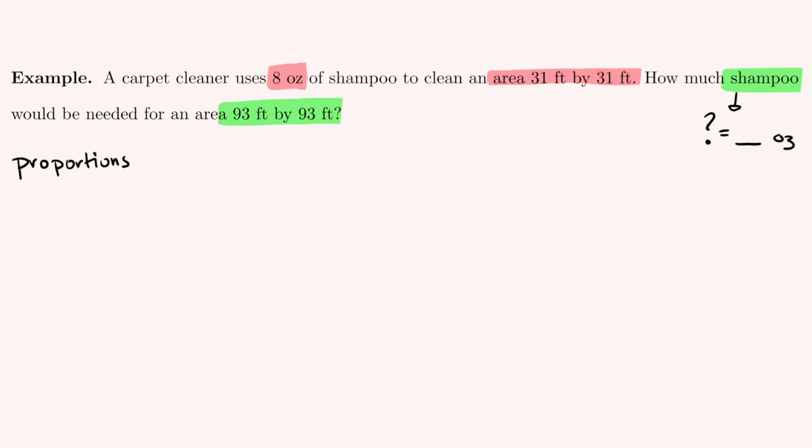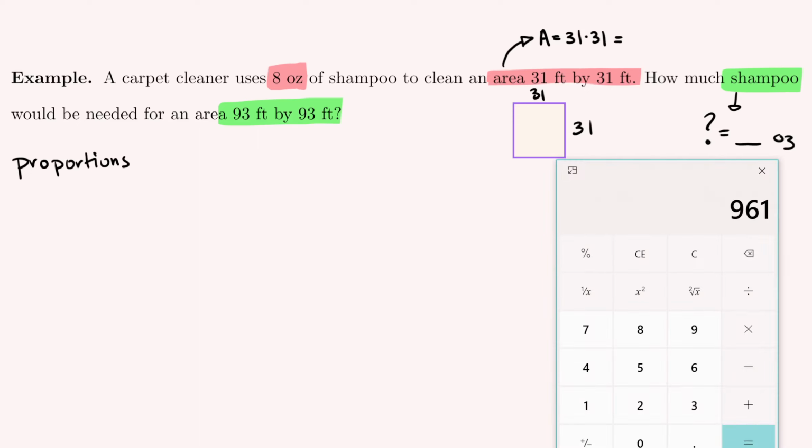Now before I go about the proportions problem, the first thing I need to do is recognize that 31 by 31 is not an area itself. It said the area of a space that's 31 foot by 31 foot, so this is, since they're equal side lengths, a square 31 by 31. And we know the area of a square is side length times side length, or 31 squared. That would be 961 feet squared.